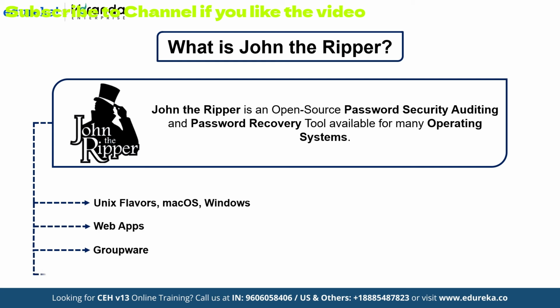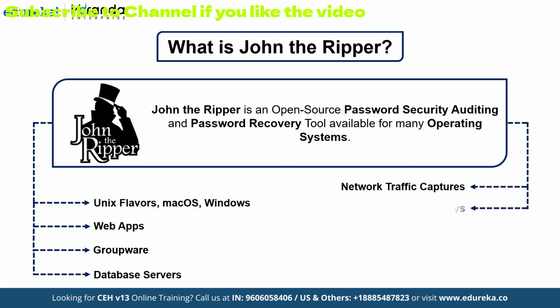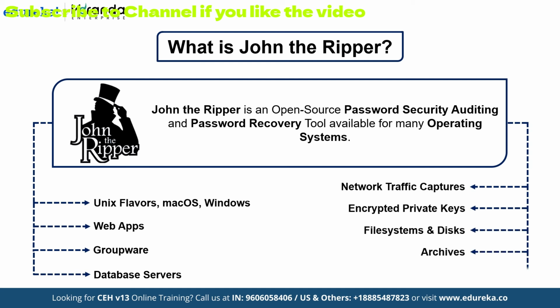and encryption methods. John doesn't just stop at cracking simple passwords. It's capable of cracking hundreds of hash and cipher types. Whether it's user passwords from Unix-based systems like Linux, password hashes from Windows, or encrypted files like zip and RAR archives, John the Ripper can handle it all.